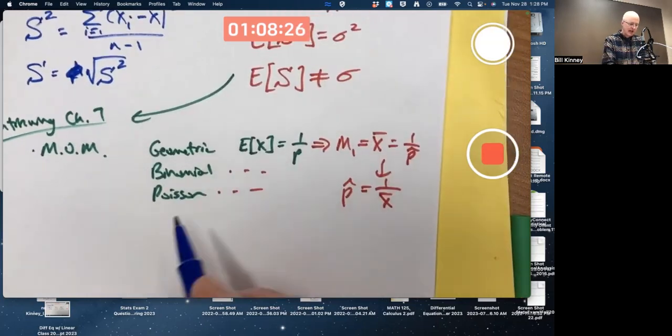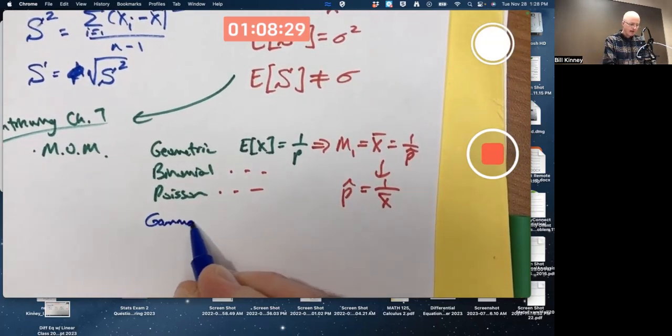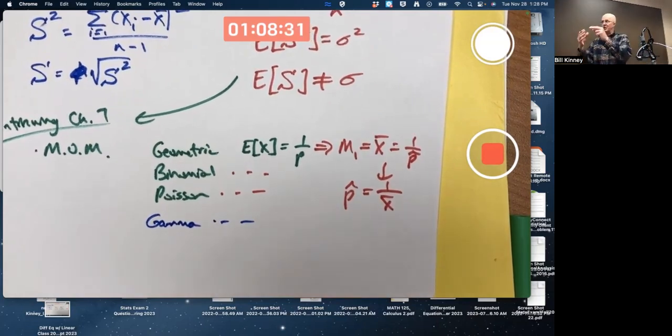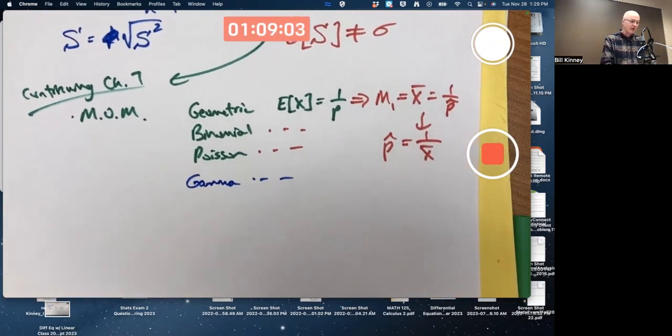The hardest example was the gamma. That involved the 2 parameters, alpha and beta, and 2 equations involving expected value of X and expected value of X squared, based on the formulas for the mean and variance of a gamma. You had to replace expected value of X with M1 and expected value of X squared with M2, alpha with alpha hat, beta with beta hat, and solve for alpha hat and beta hat. It's a system with two equations, but it's doable. And you should be able to apply it. We're running really low on time.